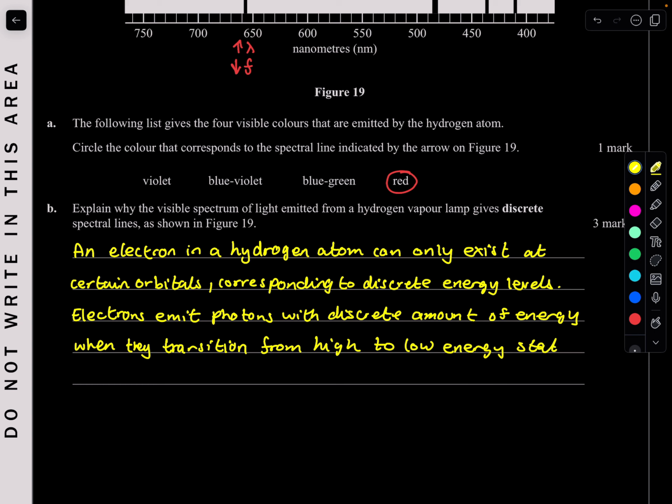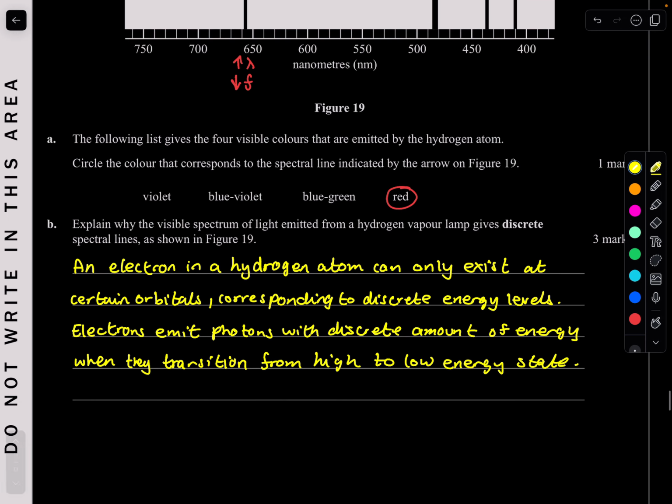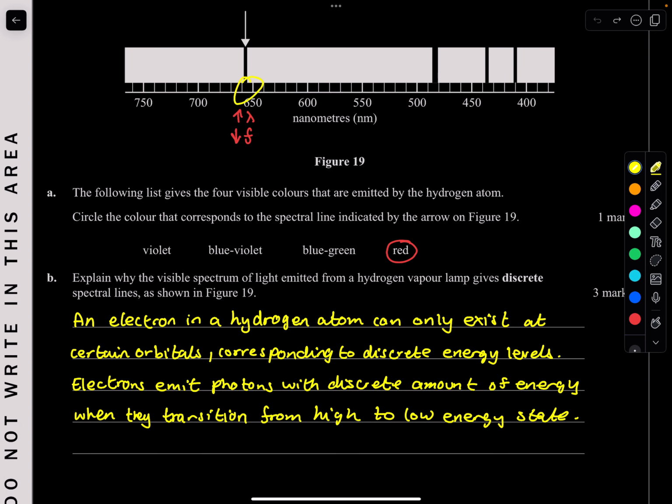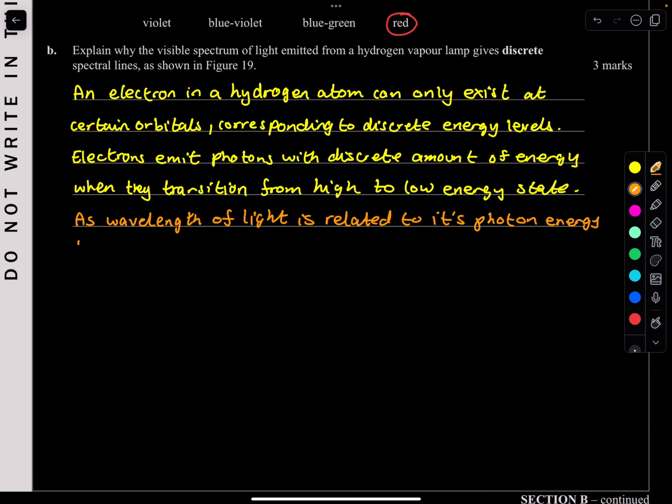That's the basics, but we also need to explain why we have these certain wavelengths in the spectral lines. Let's write it in a different color. The wavelength of light is related to its photon energy through the formula E equals hc over lambda.